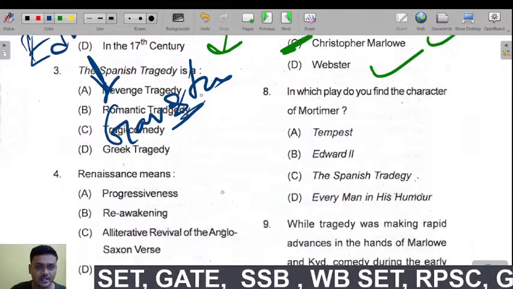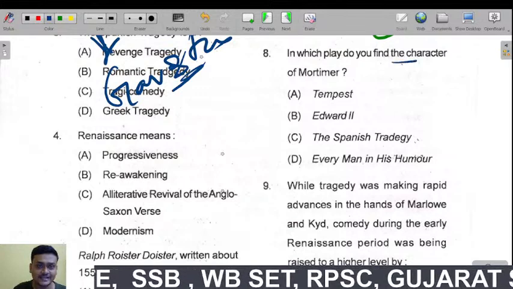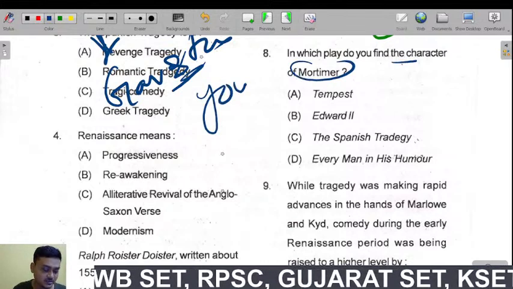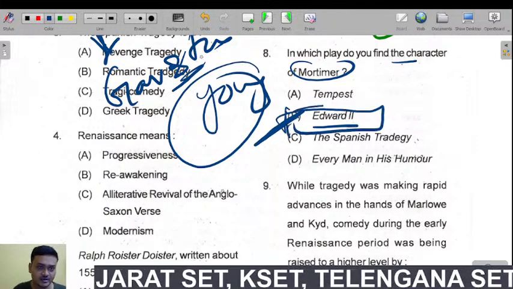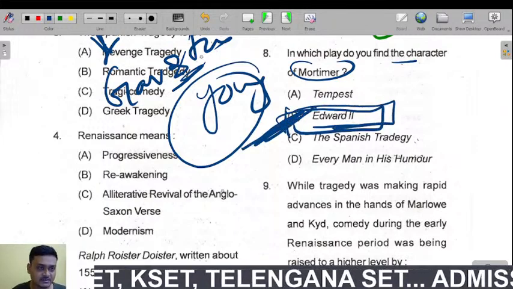Christopher Marlowe. In which play do we find the character Mortimer? Young Mortimer. Silly question again. Young Mortimer appears in Edward the Second by Christopher Marlowe.